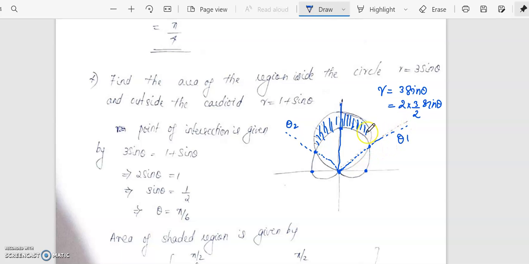Therefore, the point of intersection theta will be given by equating both these equations. So we have 3 sin theta equal to 1 plus sin theta. So that will give 2 sin theta equal to 1. Therefore, sin theta is equal to 1 by 2. So the value of theta will be 5 pi by 6. So theta 2 is 5 pi by 6, and the value of theta 1 will be equal to pi by 6.